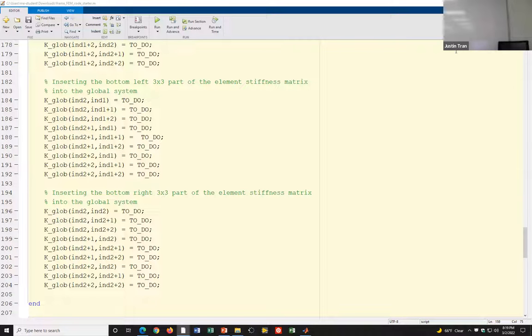Problem 3A, you do. 3B, you do not. But 3B, you can test your code. That'll be a good test case for the code, but you don't have to do that by hand.